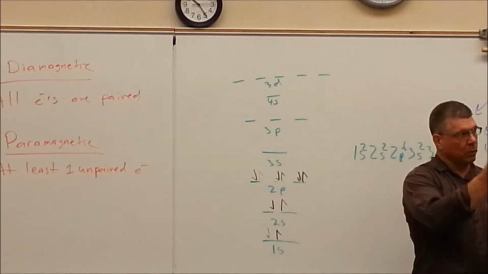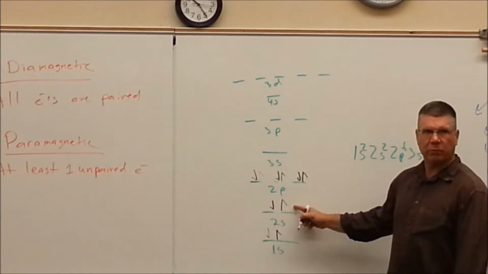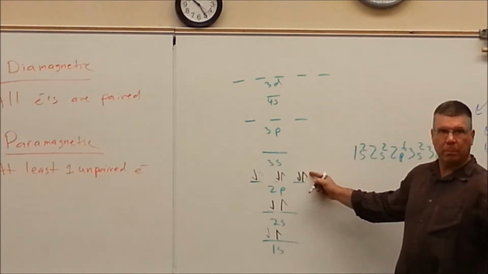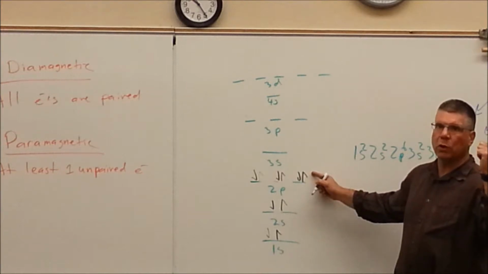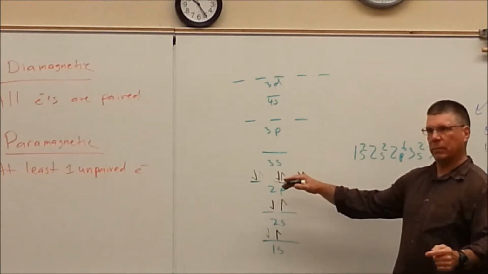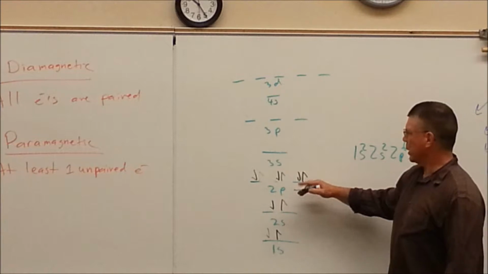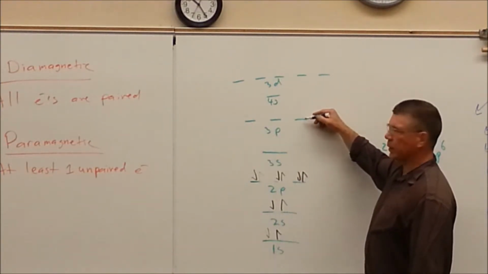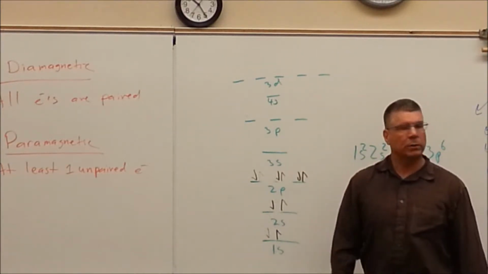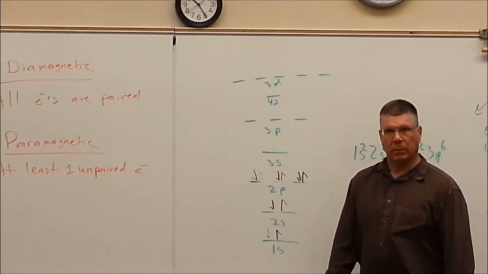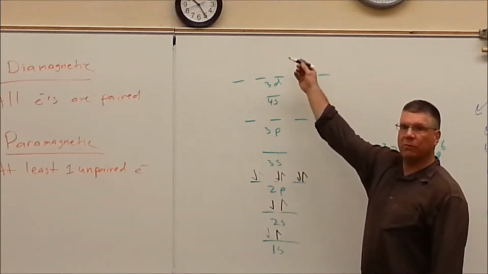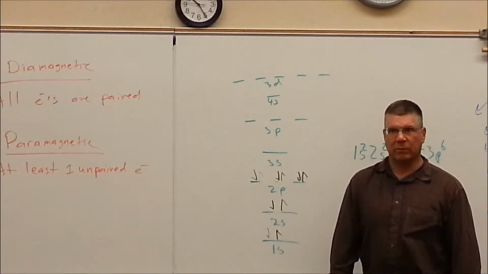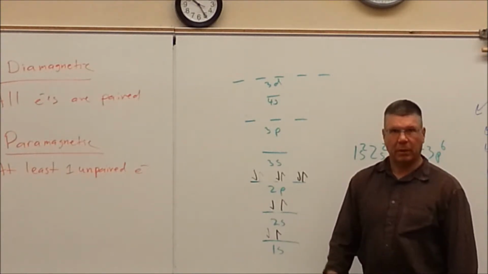2p6. You notice something: this was helium, this is neon, and I know that every time we get to a noble gas, we've completed a shell. The next noble gas is 3p6. That's going to be argon. The next one's going to be 4p6. That's going to be krypton. And then xenon will be 5p6. It's a pattern.